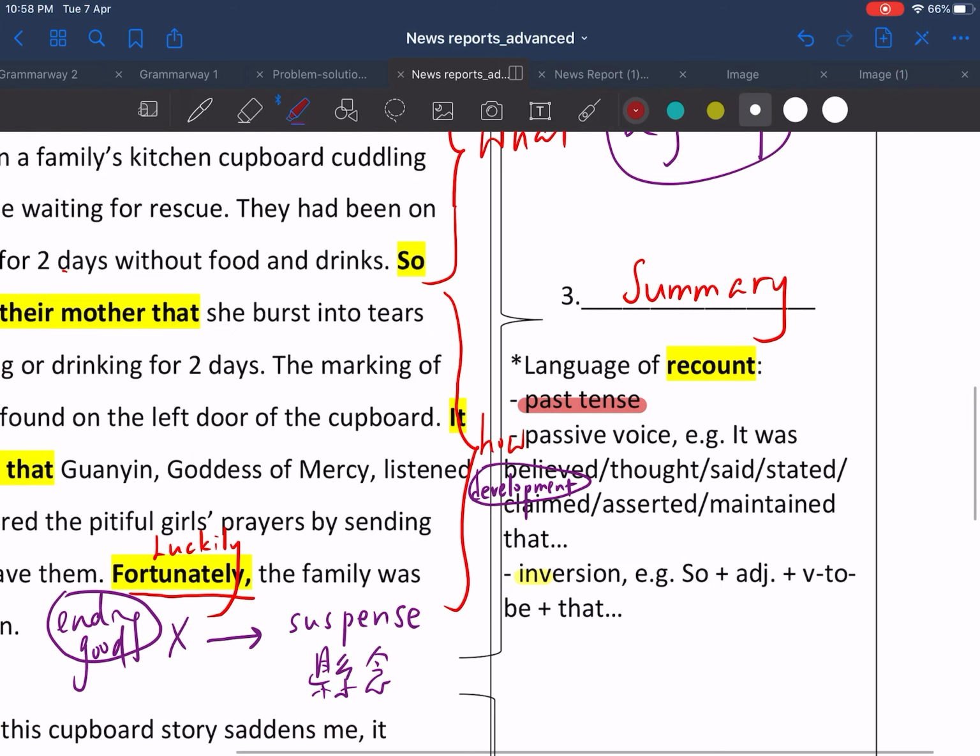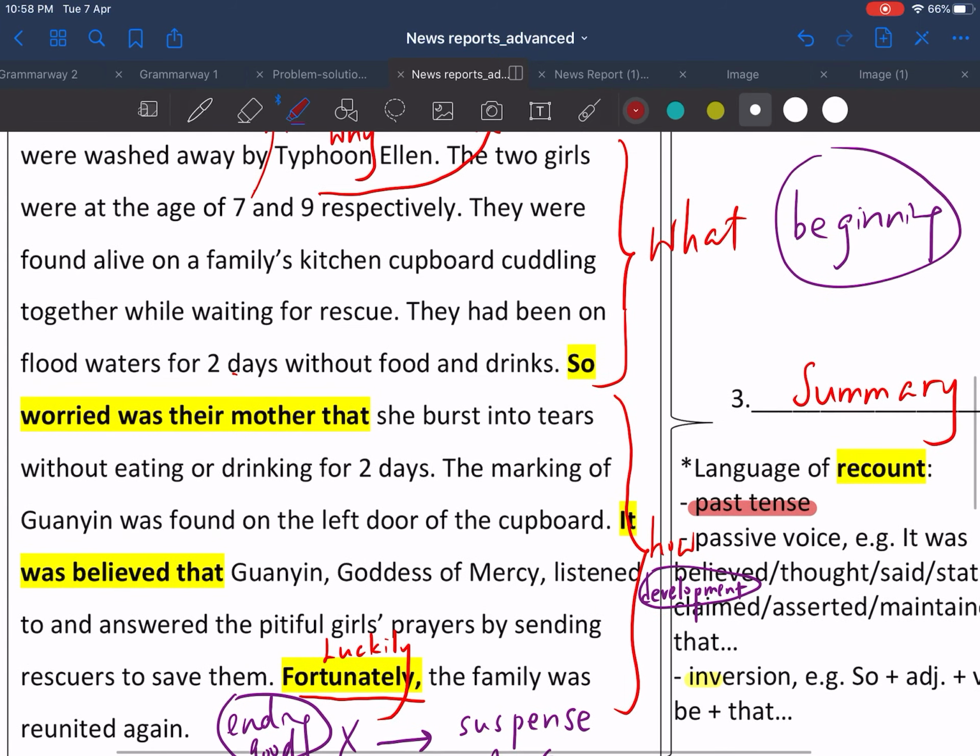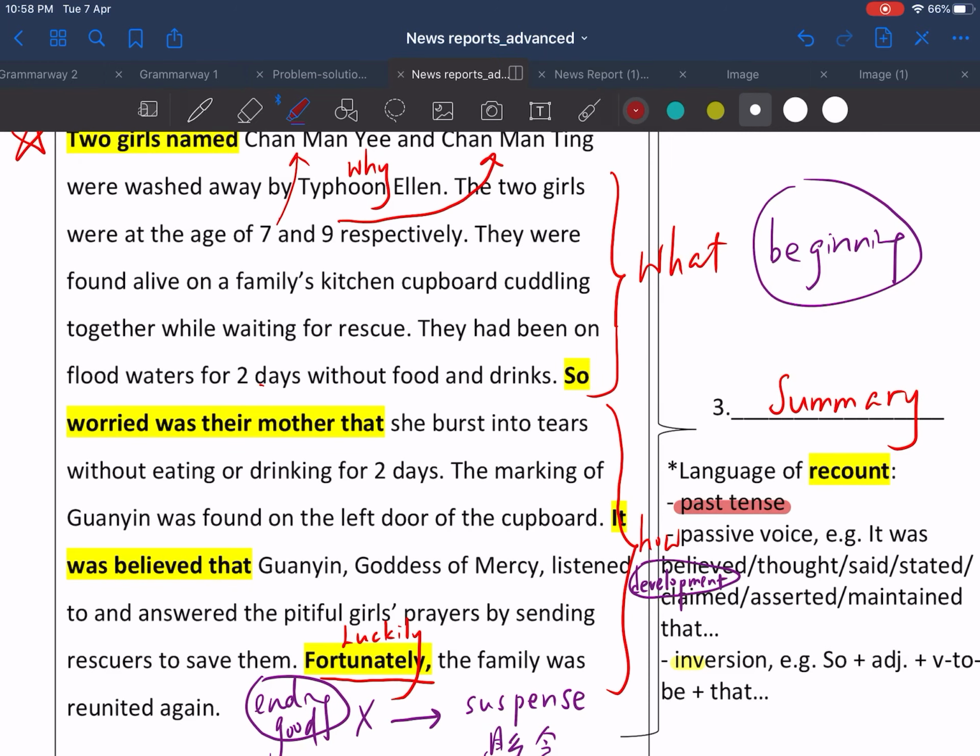Let's look at the summary section to learn some past tense. For example, you can see were, W-E-R-E. It is the past tense of verb to be. We also have past perfect tense, had been, burst, listened to, answered. They are all the past tense of their original verb forms.